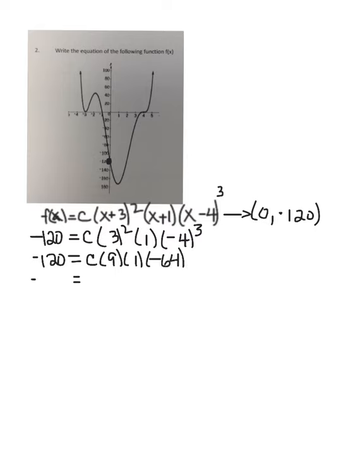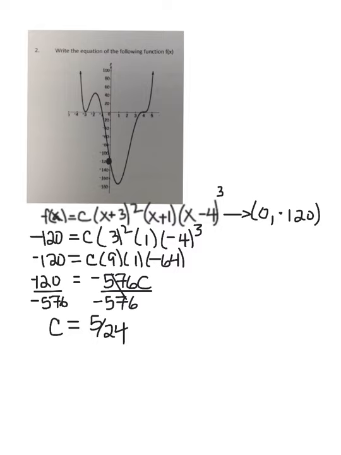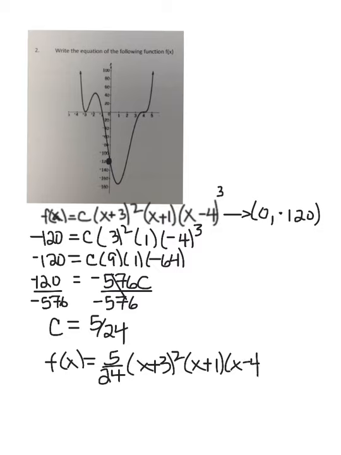When you multiply that right side out, you're going to end up with -576 times c. And we're going to divide out that -576, and we will get c equaling 5 over 24. So the final answer will be f of x equals 5 over 24 times x plus 3, that quantity squared, times x plus 1, times x minus 4, that quantity cubed.